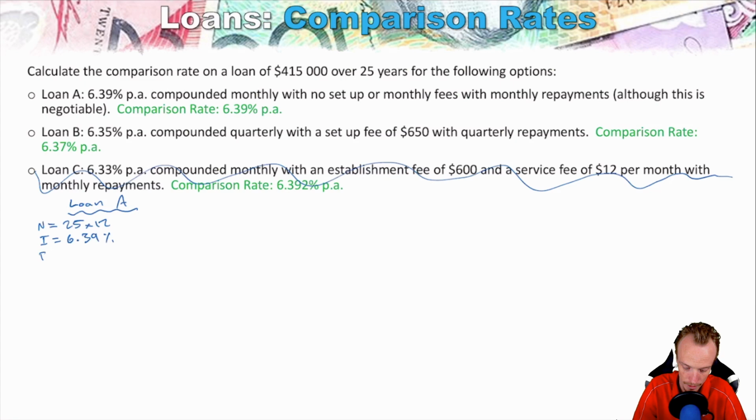The present value, that is going to be the loan, so 415. The PMT, that's what we're after. We need the payments so we can calculate the total interest. The future value, it's going to be 0. PY is 12, CY is also 12 here. So the PMT is 6.39.